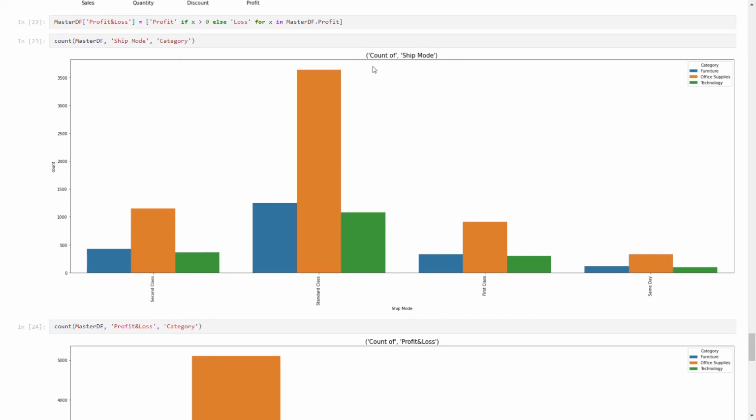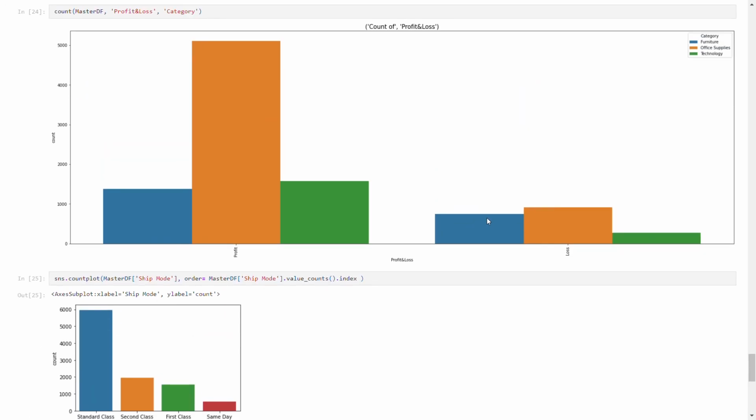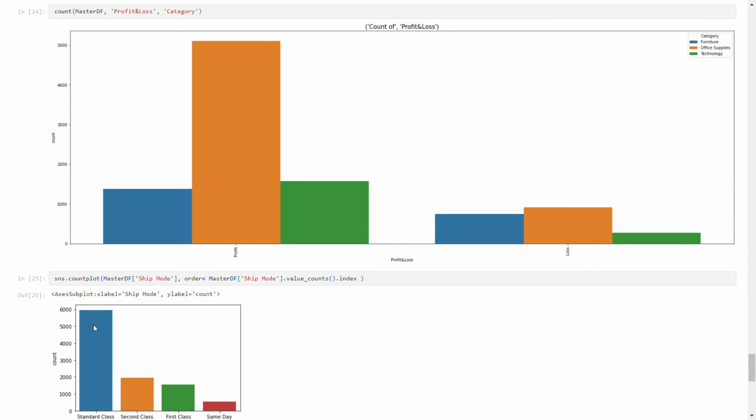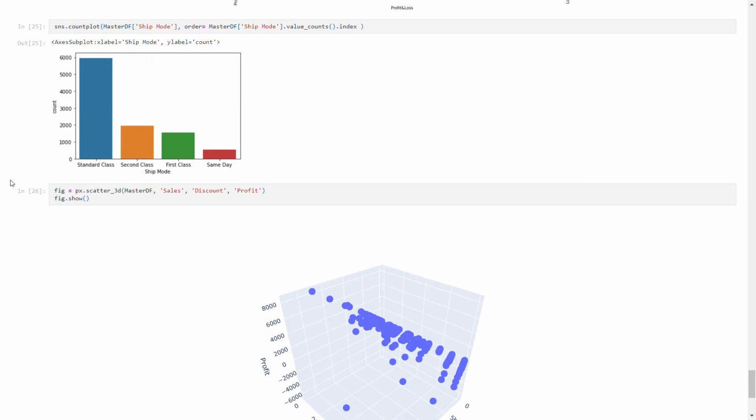Now if you observe the count of the shipment mode, standard class is coming out as the highest, as we have seen above. In that, office supplies is the highest, right? Now we have categorized the whole data into profit and loss. In the profit and loss, we can say that office supplies is overall giving the highest profit compared to any other category. And in the shipment mode, standard class is coming out as the most preferred shipment mode. So standard class as a shipment mode and office supplies as the category is coming out as the most profitable section of this data set.